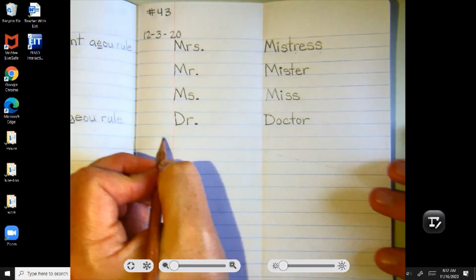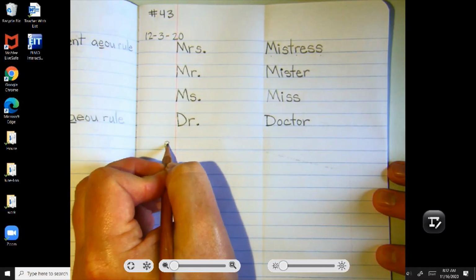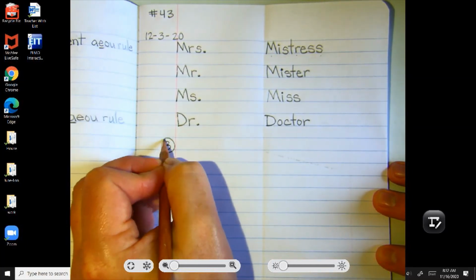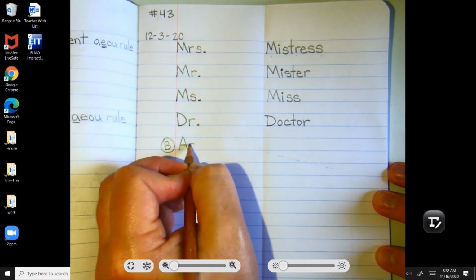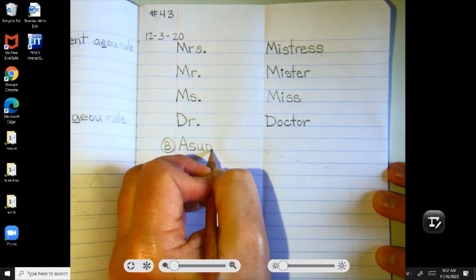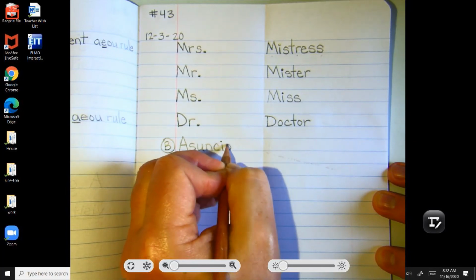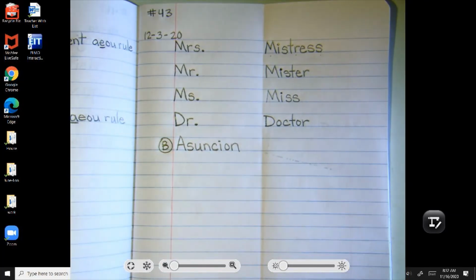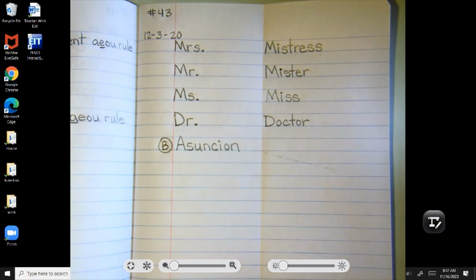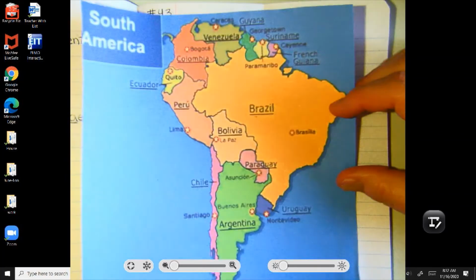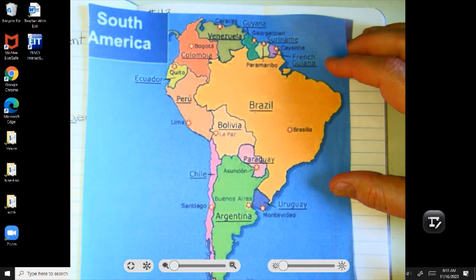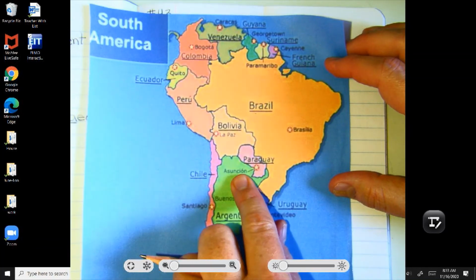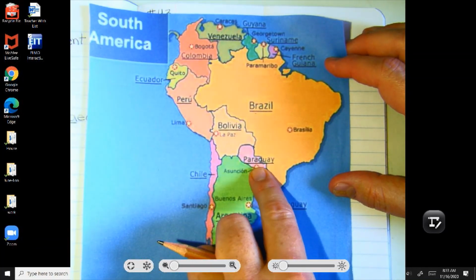And then, scholars, the bonus word is a capital city again today. And it's the capital city of Asuncion. Asuncion. Asuncion is the capital of Paraguay. Asuncion. Taking a quick look at the map. Asuncion, right here, is the capital of Paraguay.